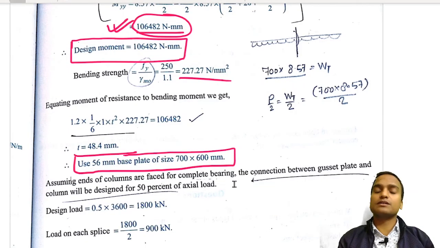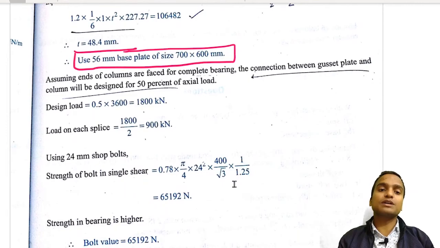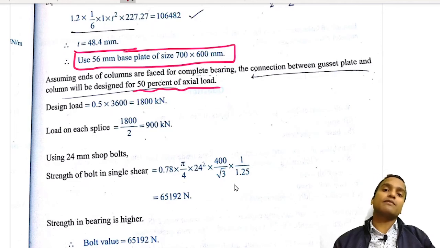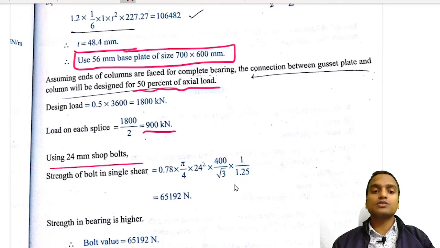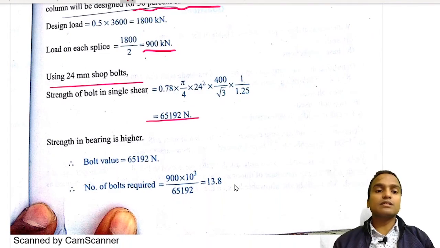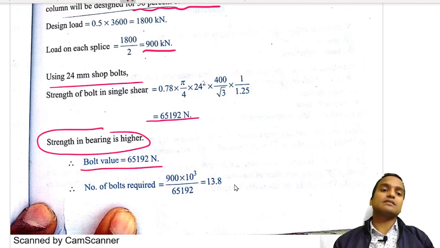And then we have determined the number of bolts that have to be connected through these base plates, and as we can see, the design load which is going to come will be only for the 50% of axial load for the connections, and load on each splice will be even half of that 50%, which is now 900 kilonewton. And if we use M24 bolts, the strength of bolt in shear is this value, and the strength in bearing is even higher than this. So that's why we have chosen the single shear strength of bolt as the strength of one bolt.